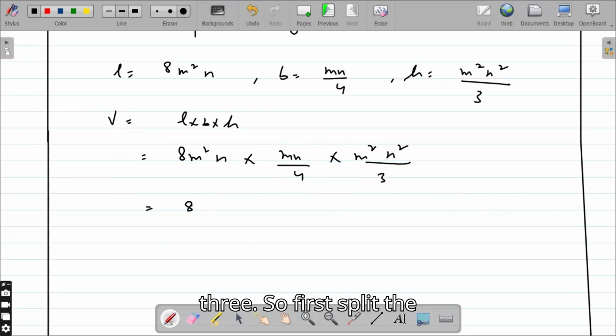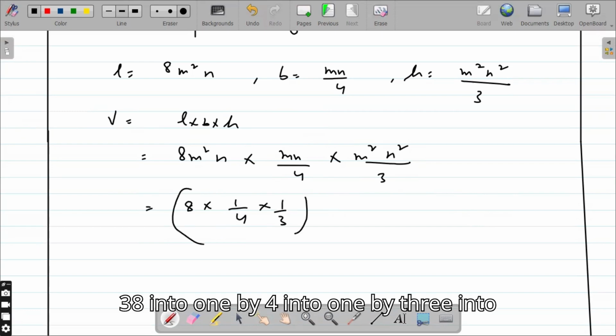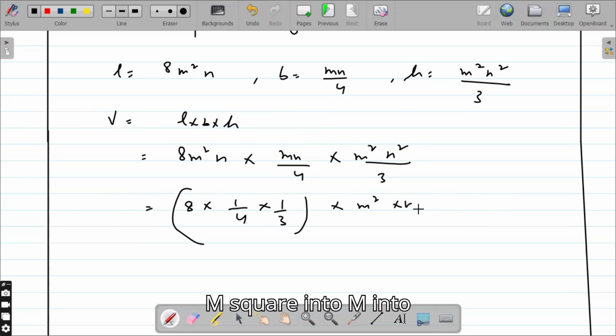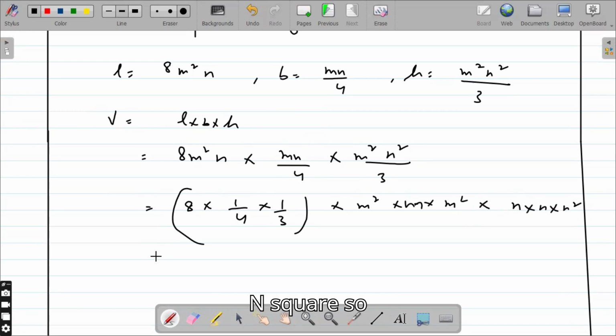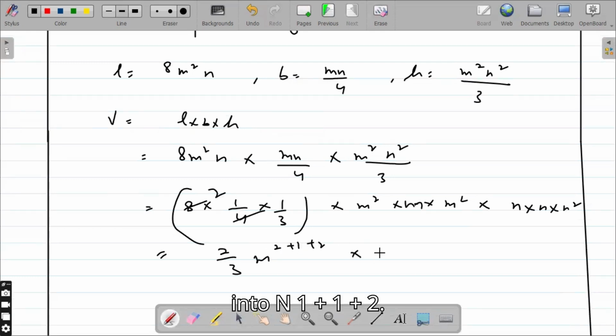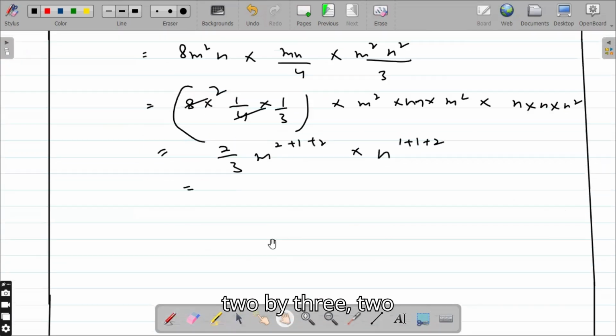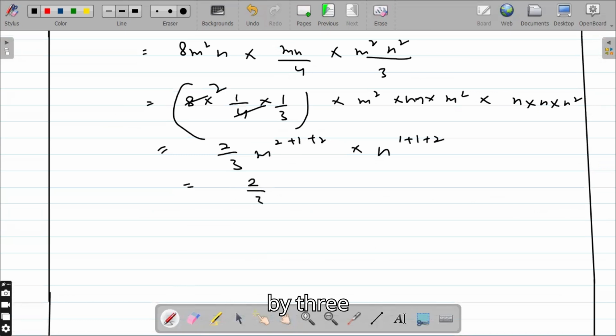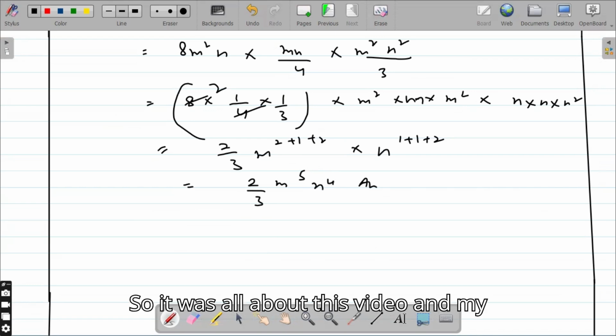So first split the constants: 8 into 1 by 4 into 1 by 3, into m square into m square into m. Now n into n square. So it is like 2 by 3 m^(2 plus 1 plus 2) into n^(1 plus 1 plus 2). So in our next step, we'll be writing 2 by 3 m^5 and n^4.